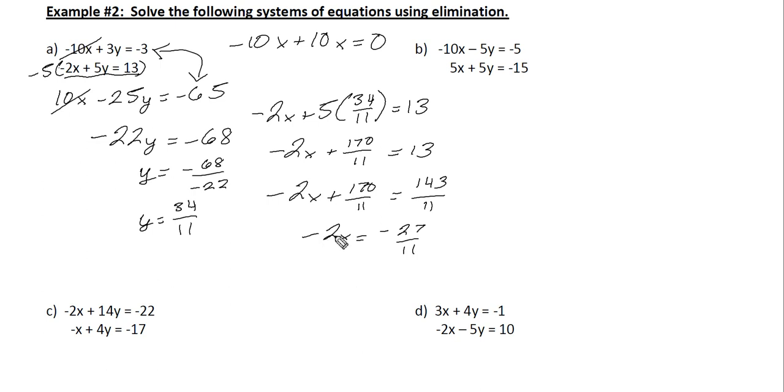Now from there, to solve for x, we would divide by negative 2. So we have a negative divided by a negative, which is going to be a positive. And really, when we divide by 2, instead we could just multiply by 1/2. So if we multiply by 1/2, you can see that 2 is just going to multiply by the denominator there. So we have x is negative 27 over 22. So our solution here is negative 27 over 22, comma, 34/11.